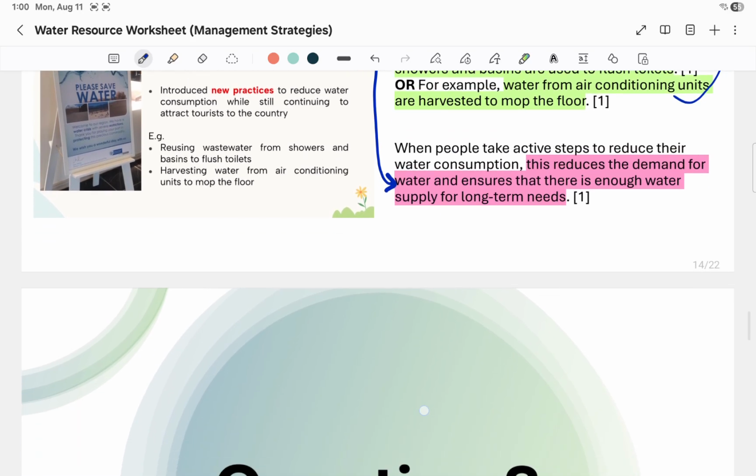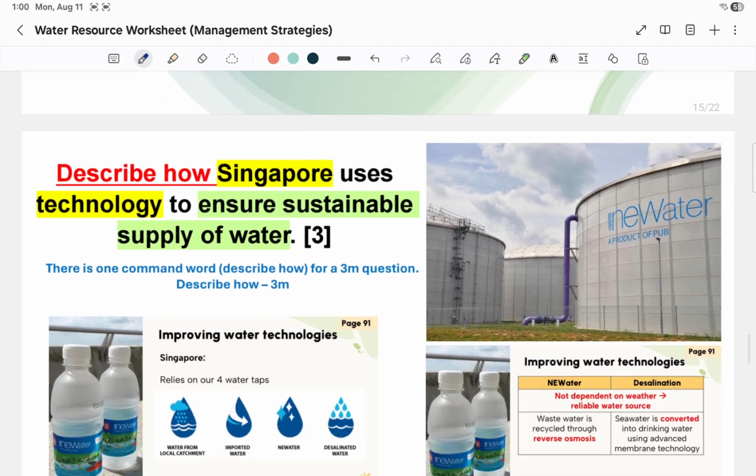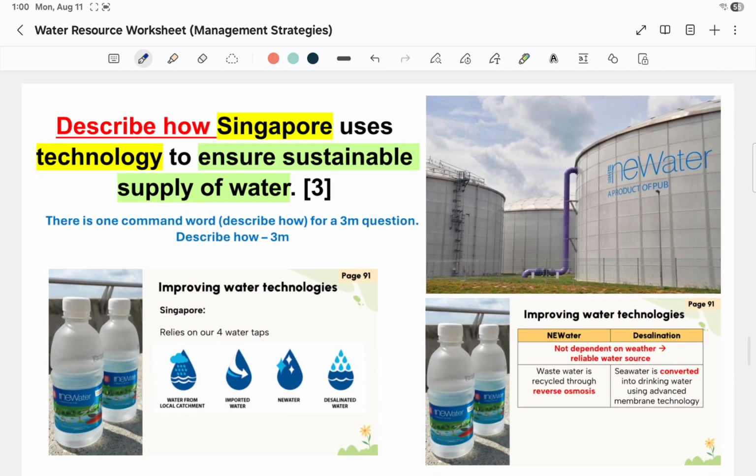Okay, let's look at the next question, which is question 3. Question 3, again, it looks simple, but there are still some things that students miss out. Even though they only have one command word, it requires you to break this down a little bit. There are some key points that you need to identify. Number 1, you can only talk about how Singapore uses technology. So if you talk about USA, Kuwait, or China, it does not answer the question, because the question only wants you to talk about Singapore, and this has to be about technology, and you have to link it to how this causes us to have a sustainable supply of water.